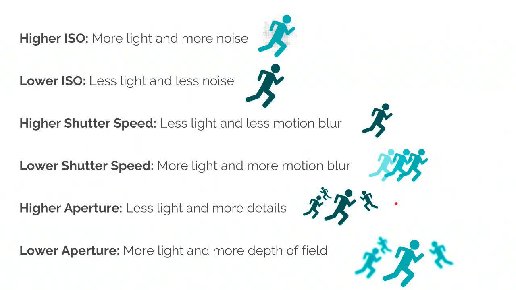And then down here, all the dudes are running around. At a higher aperture, we get less light and more detail in the image. More things in the background are in focus. There's more depth of field. And then at a lower aperture, there's more light and more shallow depth of field. And this guy right here, he's in focus, but everybody else is not. And you're going to have very specific things that are in focus with that.